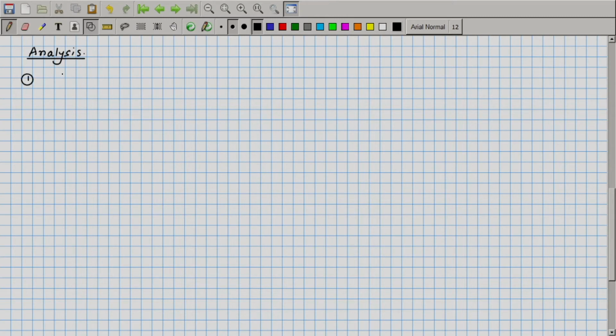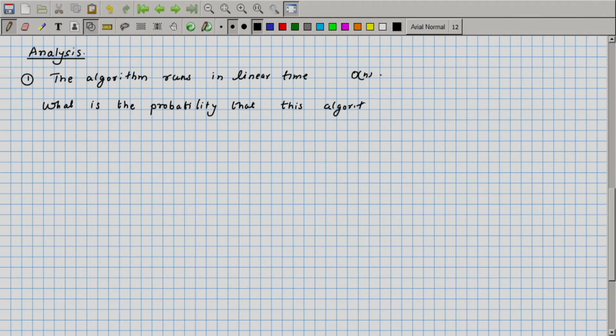So, first, the algorithm runs in linear time. It takes no more than O(n) steps. We need to compute the error probability. So, what is the probability that this algorithm fails to produce an answer?